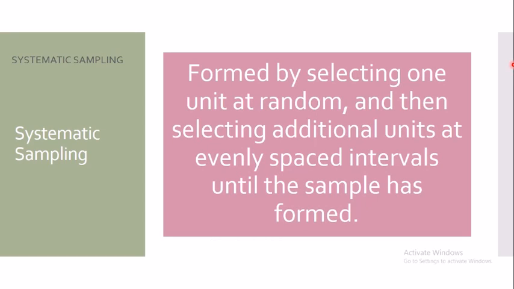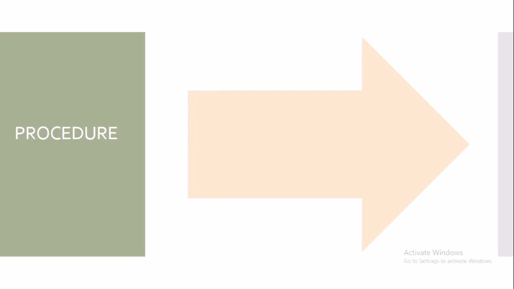Now let's move on to systematic sampling. So what is systematic sampling? This method is nothing but selecting one unit at random and then selecting additional units at evenly spaced intervals until the sample has formed. If I say it like this, I know some of you might not understand, so we will move on to an example and the procedure so that you get a clear picture. Now the procedure is as follows.